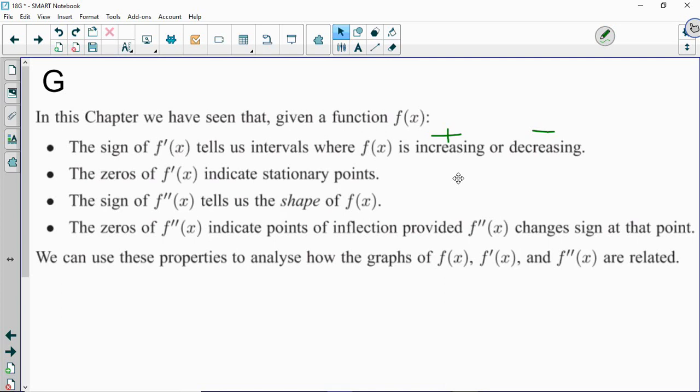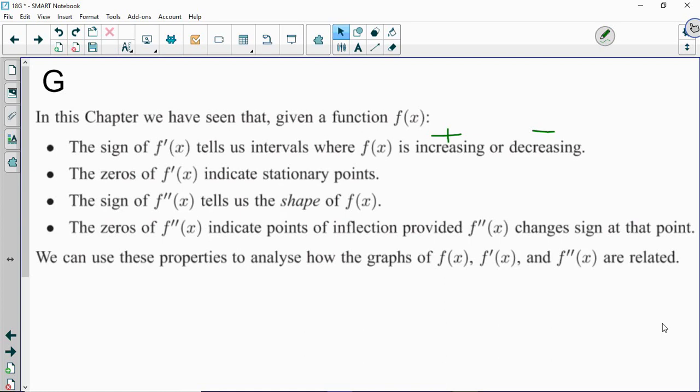If the first derivative is 0 and changes sign on either side of that 0, that tells us that we have a maximum or a minimum. Changing from plus to minus tells us that we have a maximum. Changing from minus to plus tells us that we have a minimum. If the first derivative does not change sign on either side of a 0, that indicates that we have a stationary point of inflection, since the first derivative is 0.